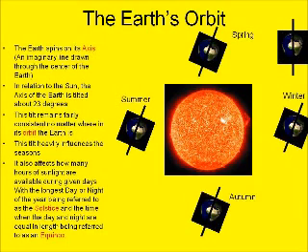The axis line is tilted 23 degrees compared to the Sun, approximately. This means that when the north side, the side that we live in Arizona here, is tilted towards the Sun, we have longer days and it's summer. When we are tilted away from the Sun, we have shorter days, and it's winter.